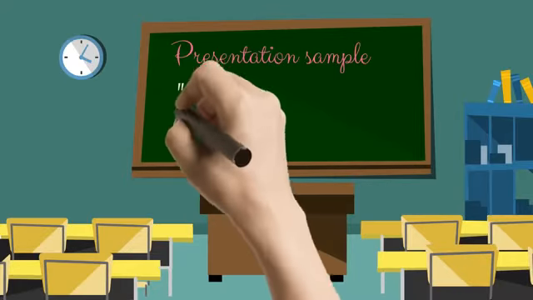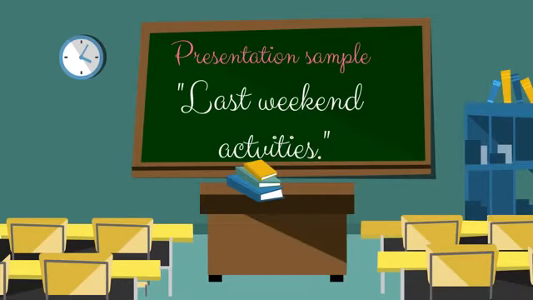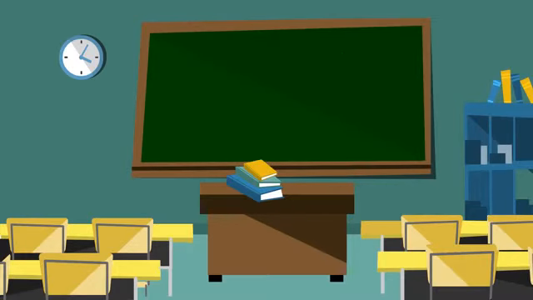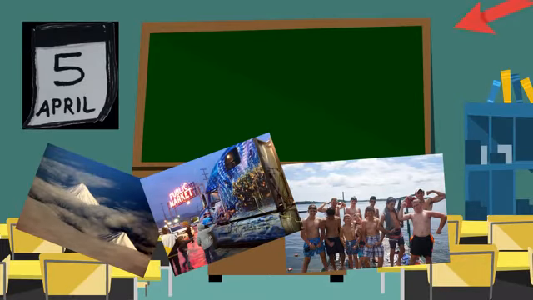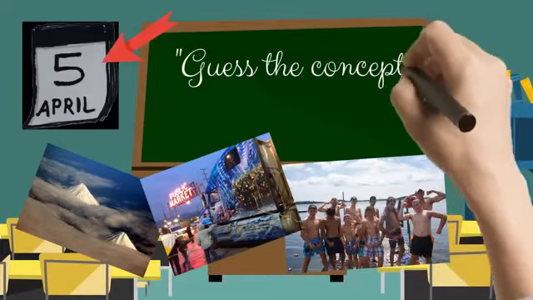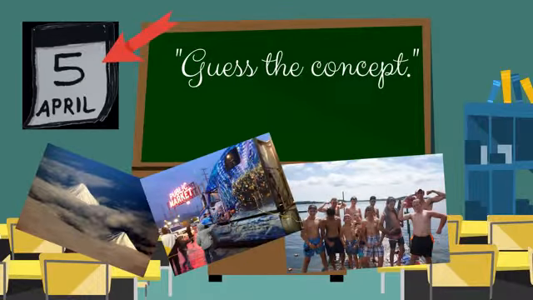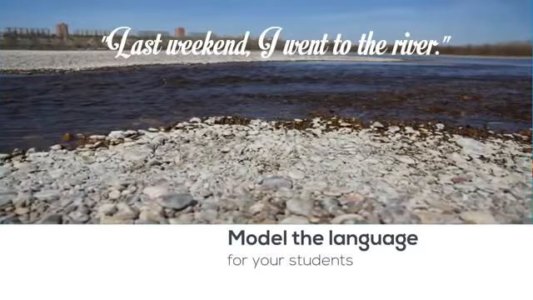For example, you are going to teach your students to describe what they did last weekend using simple past. Use a set of images with many free time activities and show the students a calendar with an arrow pointing to the prior weekend. Have the students guess what you are going to talk about. Then, give them the first example. Last weekend, I went to the river.